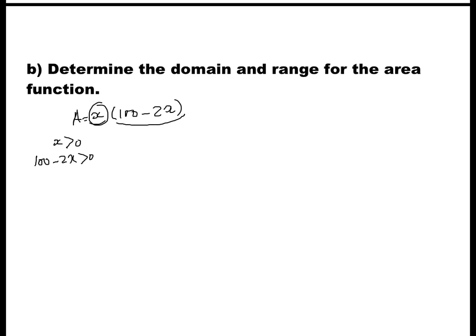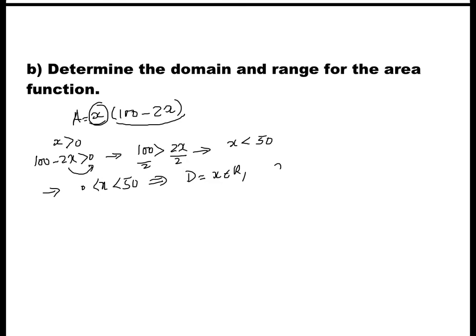To solve this inequality, I move negative 2x to the right. We get 100 is greater than 2x. Then we divide by 2. We get that x has to be less than 50. So this means that x has to be less than 50 and greater than 0. So our domain is x in R and x has to be less than 50 and greater than 0.